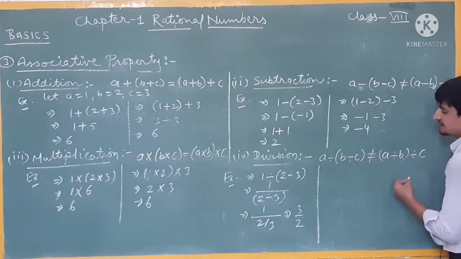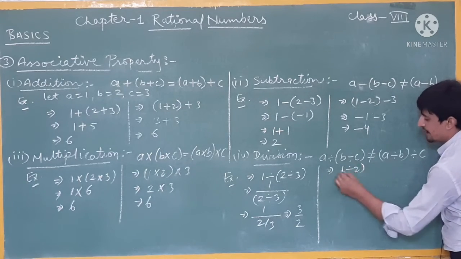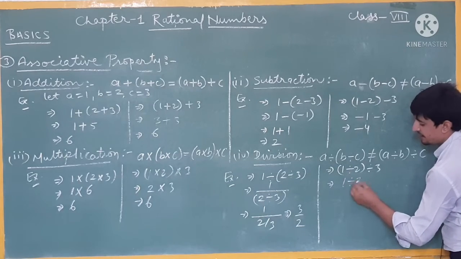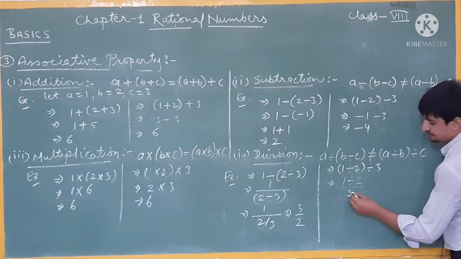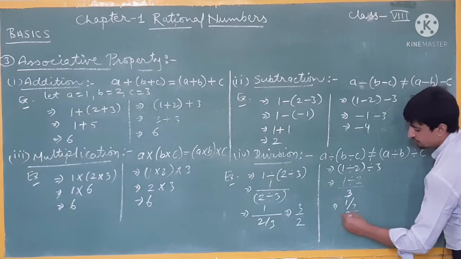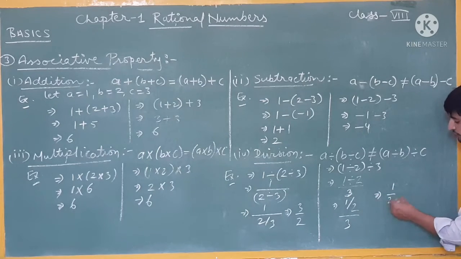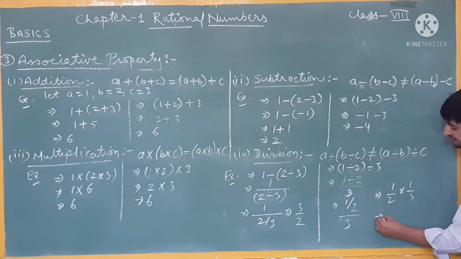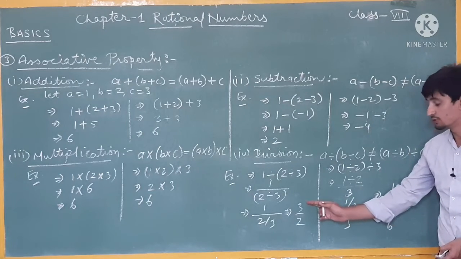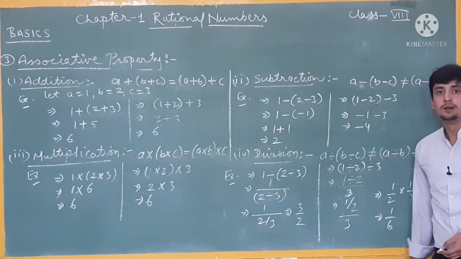Now putting the values in the RHS, we have (1 divided by 2) divided by 3, so that is 1 by 2 upon 3. On solving, we get 1 upon 2 into 1 upon 3, which is 1 by 6. So we can easily say that 3 by 2 will never be equal to 1 by 6. So this property will not be satisfied in division.